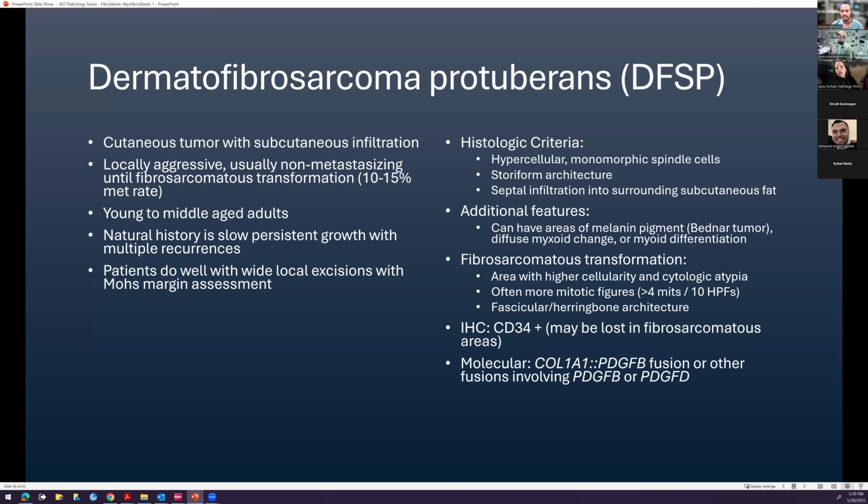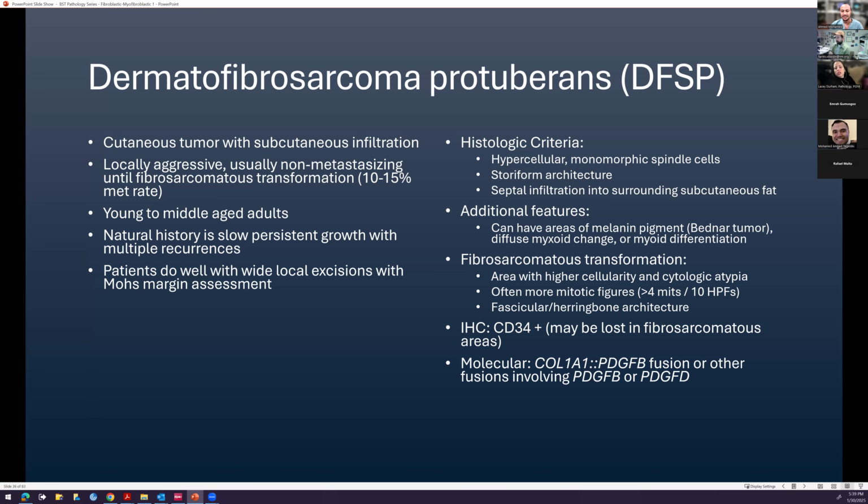The big IHC for this is CD34. These things are diffusely CD34 positive, which is nice. It helps you distinguish between benign fibrous histiocytomas and DFSP. But as you guys mentioned, it can be lost in fibrosarcomatous transformation. About half the time, to be honest, I see it a lot of times still positive. But it can be lost.